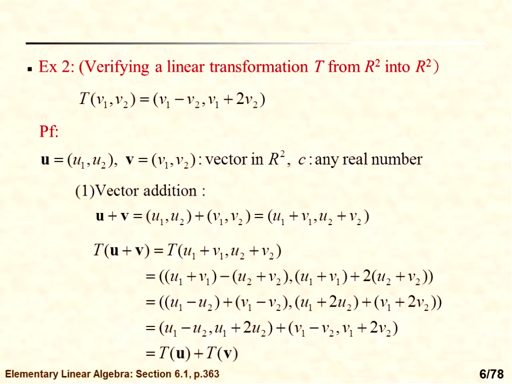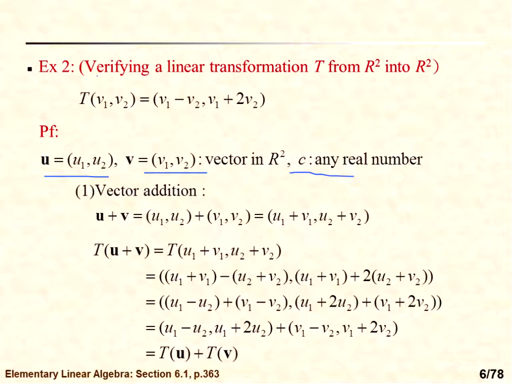Verifying a linear transformation T from R squared into R squared. So this is a question. It says verify whether it is a linear transformation or not. That is, we have to show whether it is a linear transformation or not. We have to prove it in two parts, as we know there are two parts to prove. So let us assume that U = (U1, U2) and V = (V1, V2) in R squared, and C is any real number.